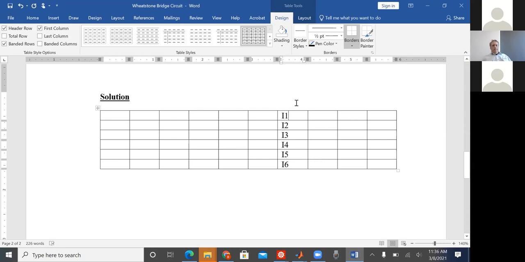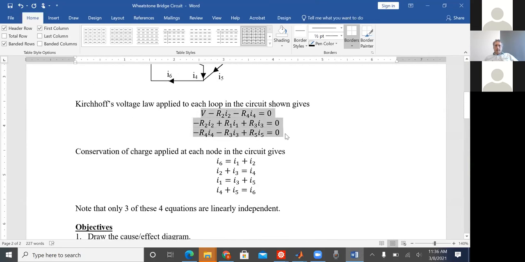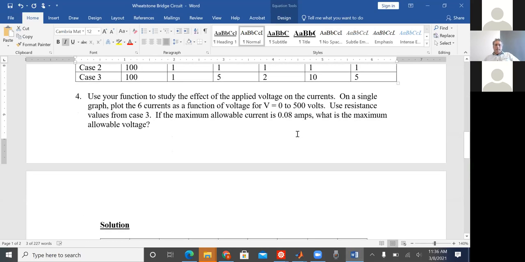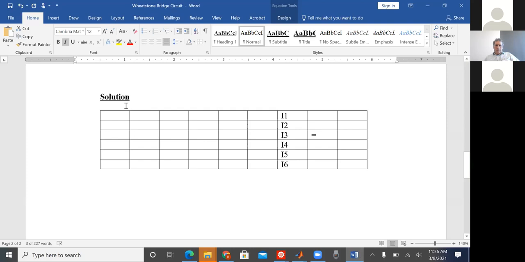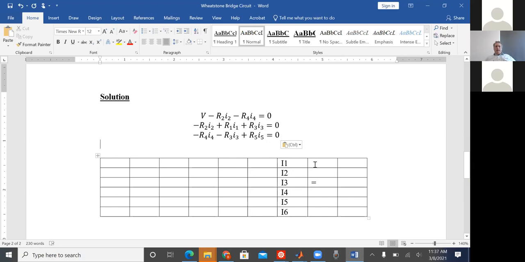There are the six currents. 1, 2, 3, 4, 5, 6 currents equal the B's. I got too many rows here, so let's delete a row. Delete a column. Okay, so this is going to be the A matrix in here, and that's going to be the B matrix. Let us copy and paste right in front of our faces so we can see them clear.